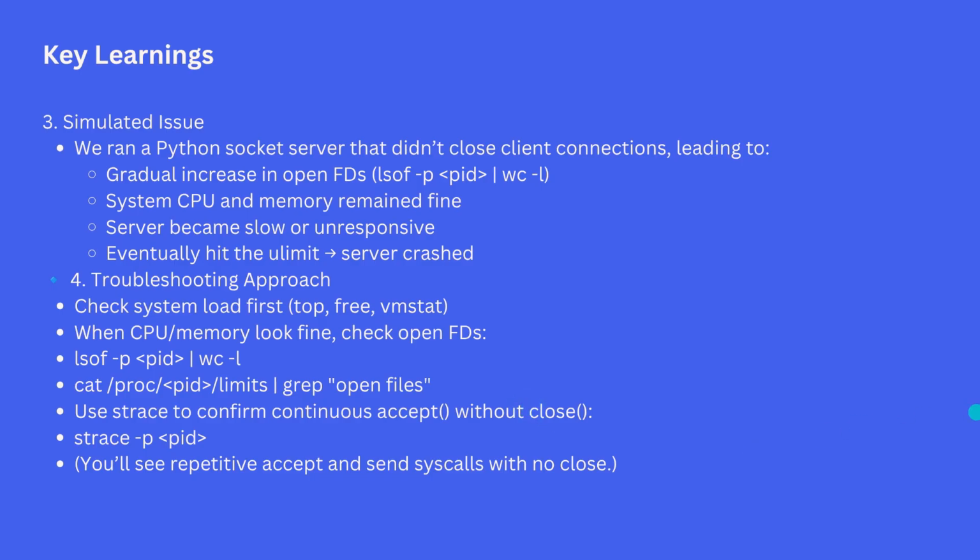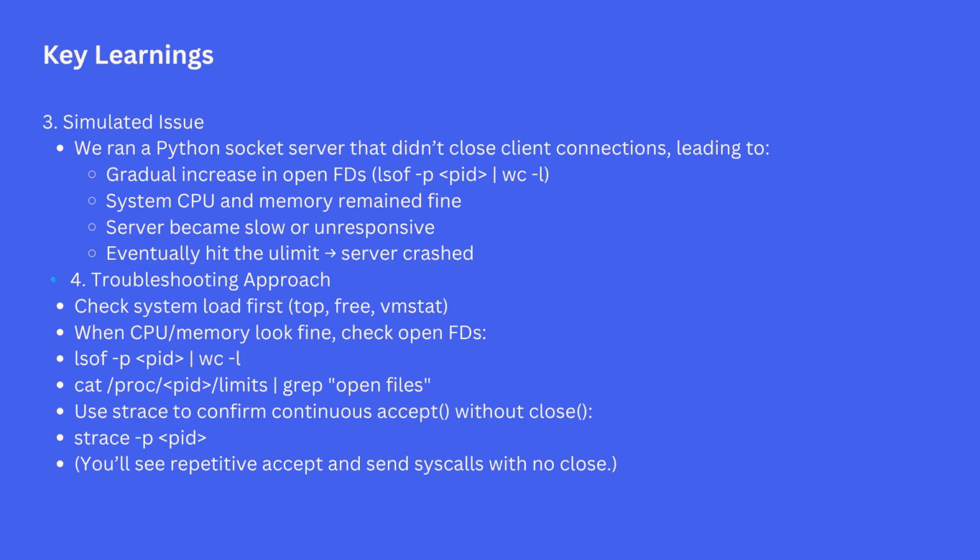Then we simulated the issue. We built a small Python server that forgets to close client connections. Over time, the number of open file descriptors keeps increasing. How do you find that out? Using lsof -p, the process ID, and the count. So if everything looks normal, CPU, memory, but the app becomes unresponsive, you know what to do.